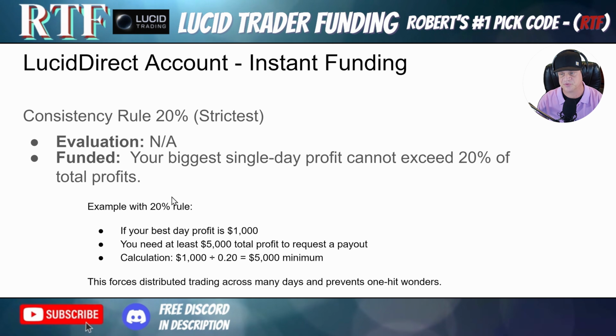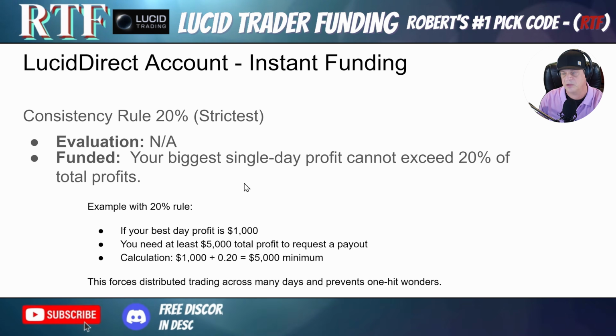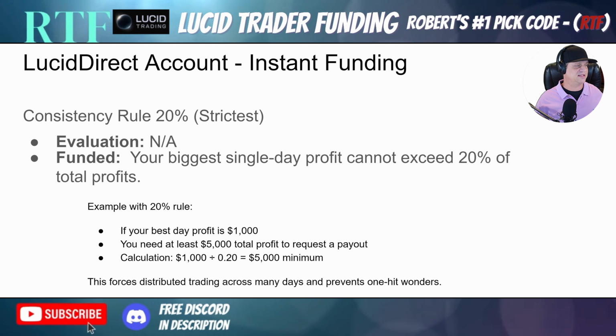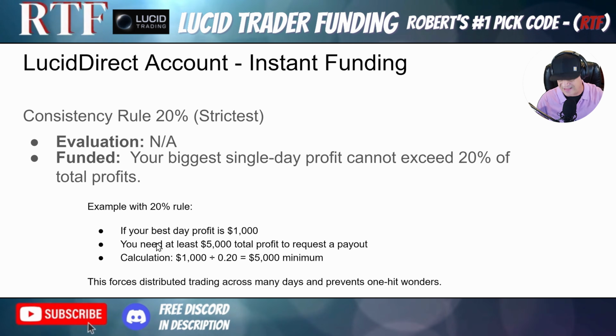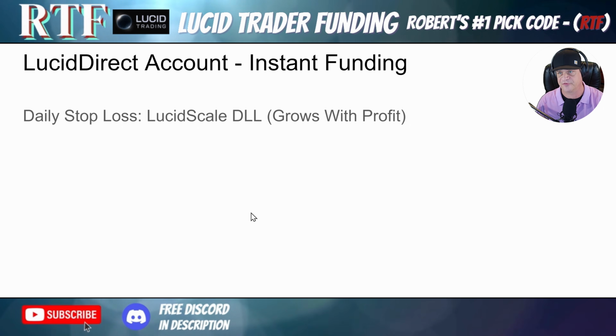And here's an example with a 20% rule. If your best day profit is $1,000 and you need at least $5,000 total profit to request the payout, the calculation would be $1,000 divided by 0.2, which would equal $5,000 minimum. So basically that's saying that this forces the distributed trading across many days and prevents one-hit wonders. Okay, let's look at the daily loss limit for the LucidDirect.